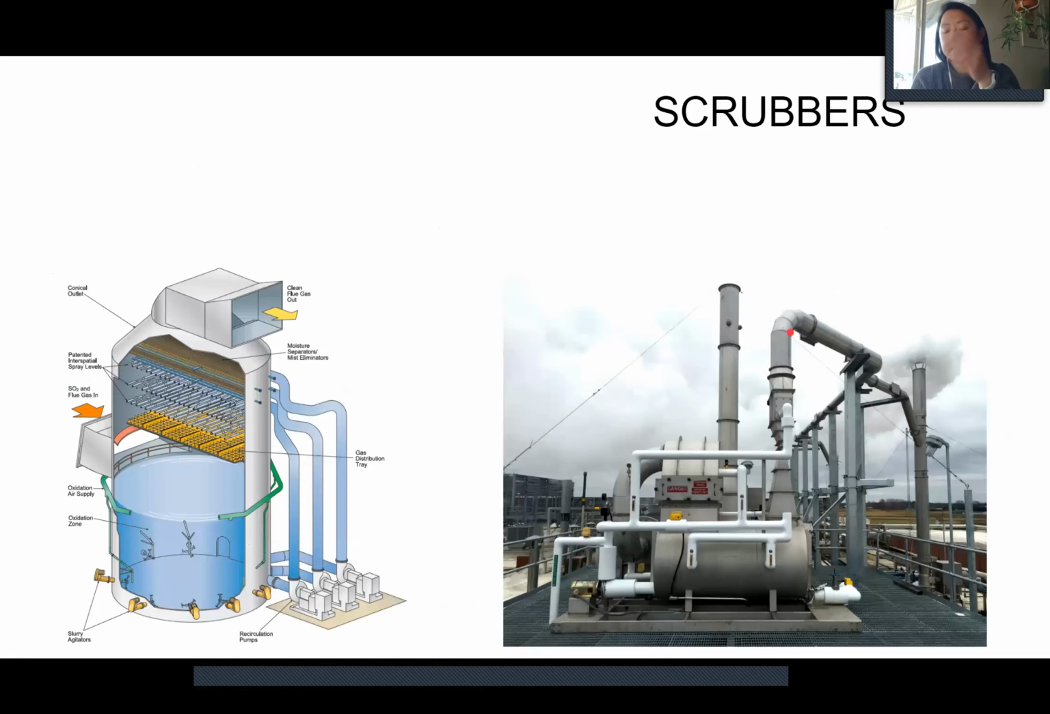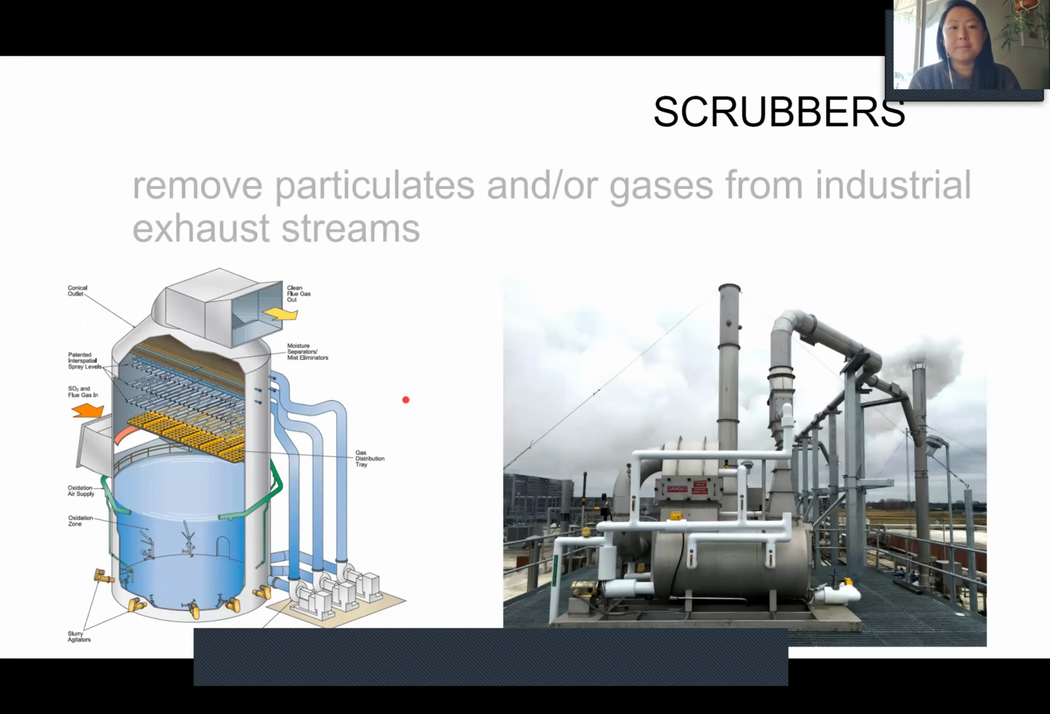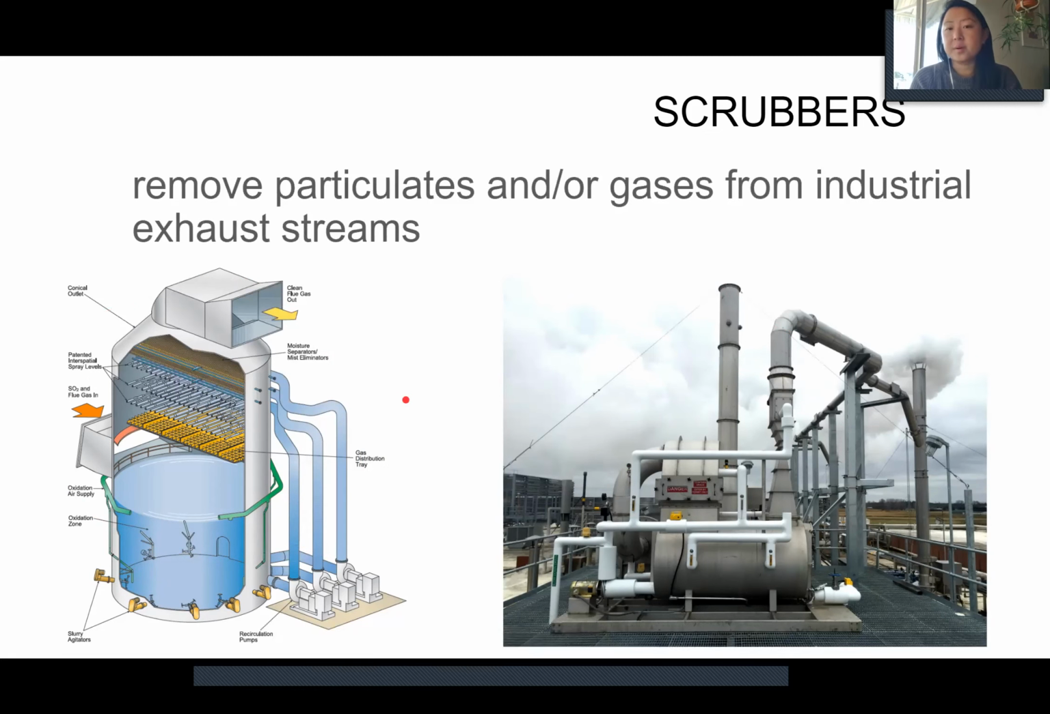Another one of them, now we're going to scale out away from cars into industrial settings like power plants and buildings. So there's the concept of scrubbers. They call it scrubbers, but essentially scrubbers remove particulates and/or gas from industrial exhaust streams. So it's essentially a kind of filter that industrial power plants or manufacturers will install in order to reduce the amount of pollution they're putting in the air.